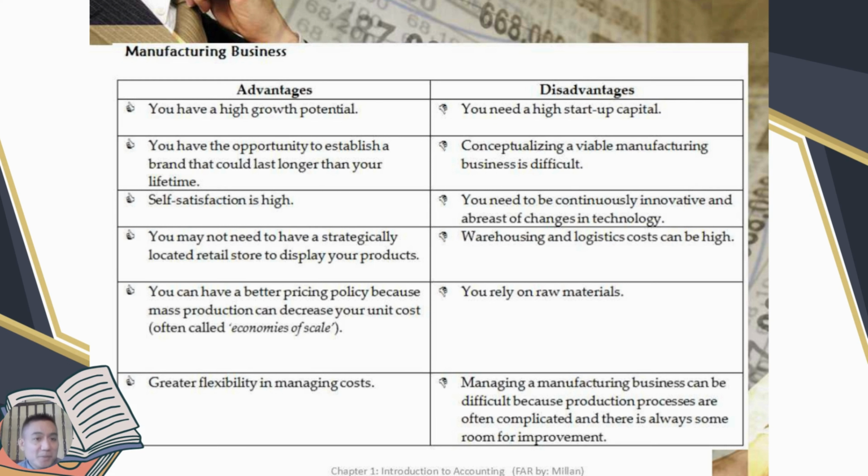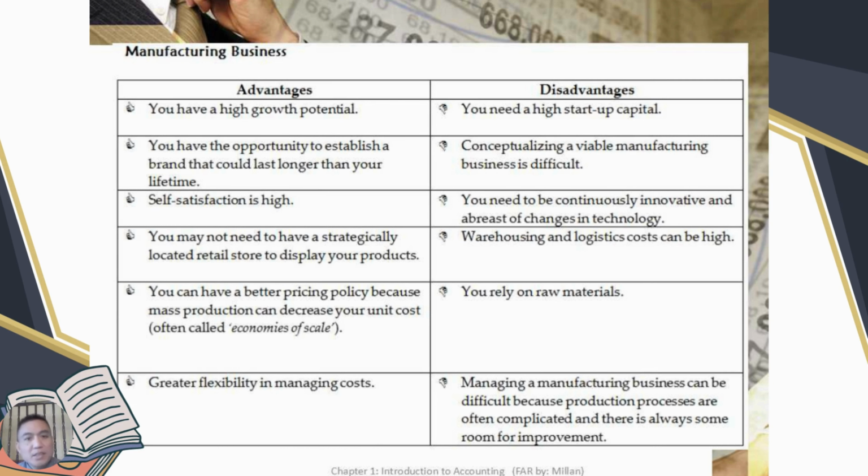Now, let us continue with the manufacturing concern. You have a high growth potential. You have the opportunity to establish a brand that could last longer than your lifetime. Self-satisfaction is high. You may not need to have a strategically located retail store to display your products. You can have a better pricing policy because mass production can decrease your unit cost, and greater flexibility in managing cost. So as I told you, ang manufacturing concern ay ikaw po ang gumagawa ng product na ibinibenta mo po.